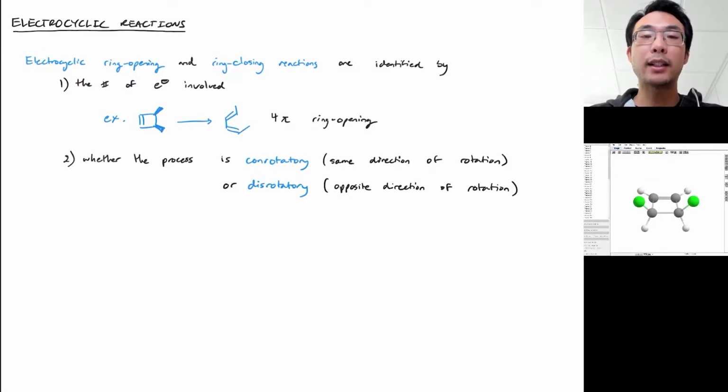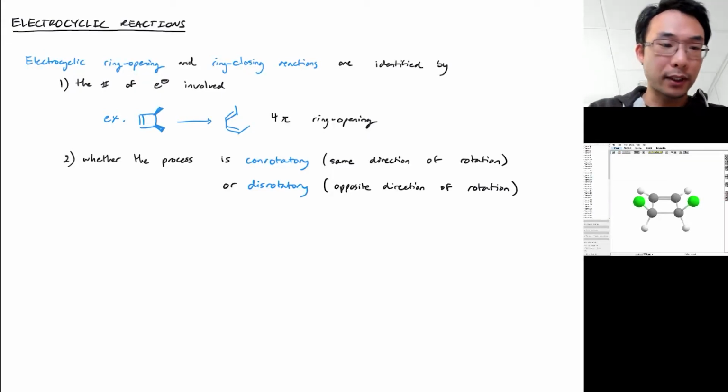When I'm saying the same way or opposite way, what I mean is that in conrotatory, we're going to be rotating both clockwise or both counterclockwise, and in disrotatory, one carbon will be going clockwise and the other one will be going counterclockwise. So let's look at a couple examples to try to visualize this conrotatory and disrotatory process.